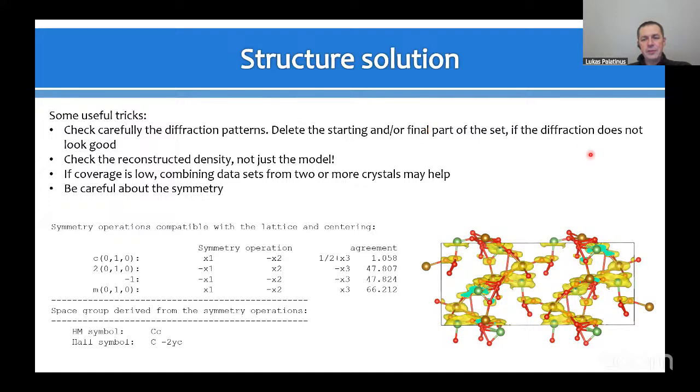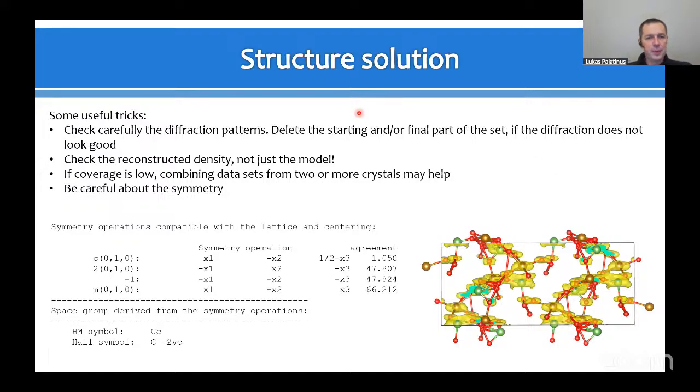As I said, there's not much we can do if the solution fails, but still there are a few tricks I can recommend. First, check the diffraction patterns and delete anything that doesn't look good. Very often at the beginning or typically at the end of the data collection, the diffraction patterns don't look good, and in general, it is better to exclude bad data than to put them in, even if you lose part of the completeness, for example.